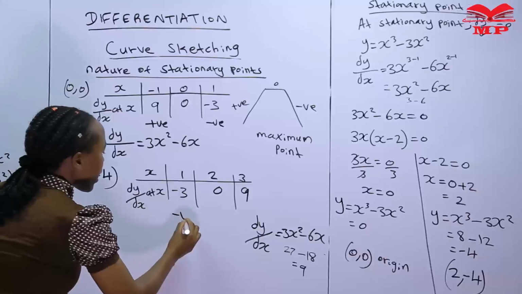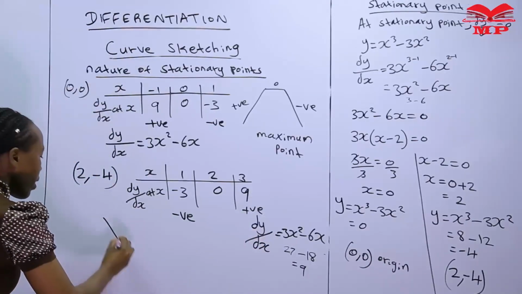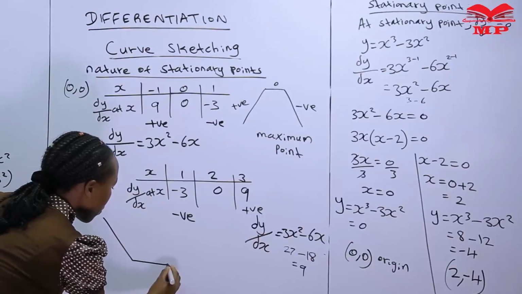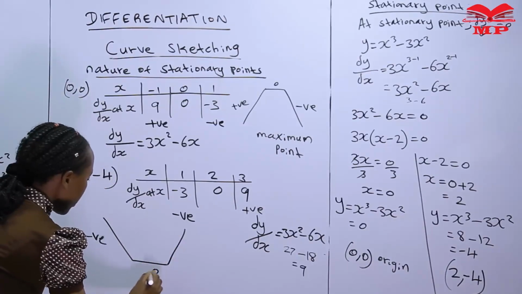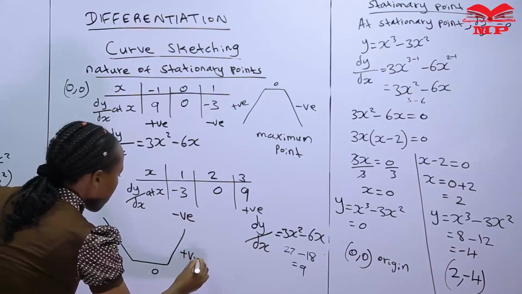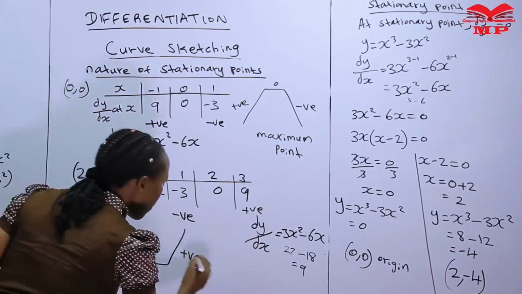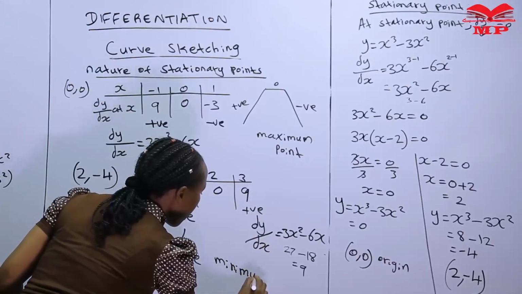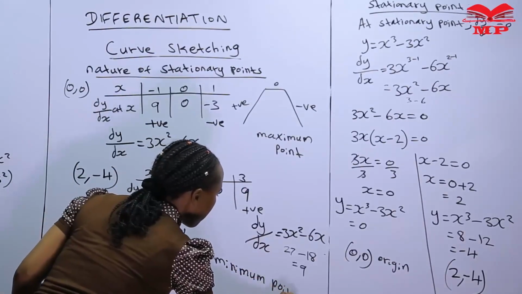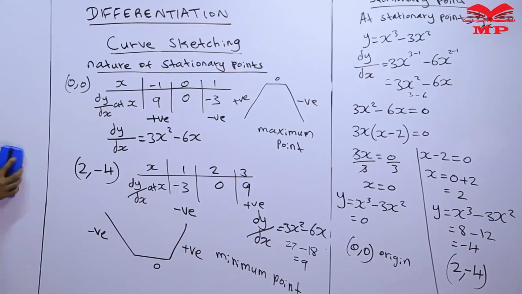So the gradient here is negative and here is positive, meaning that we have negative, we have 0 gradient, and we have positive. This is negative, 0, and positive, meaning that our point here is a minimum point. This is a minimum point. And therefore now we can move ahead and sketch the curve.